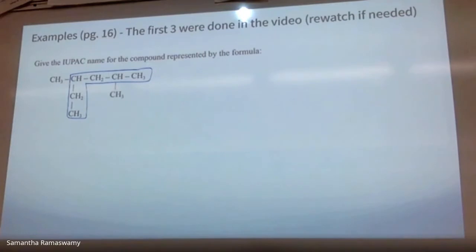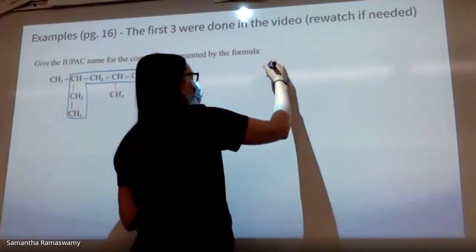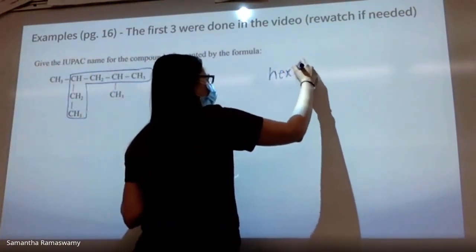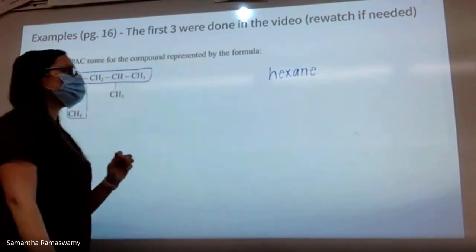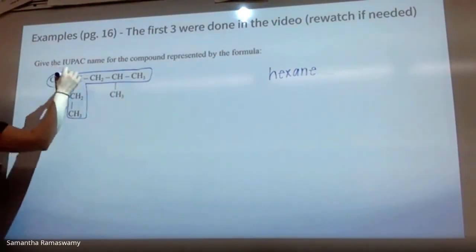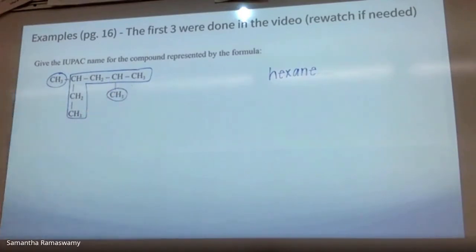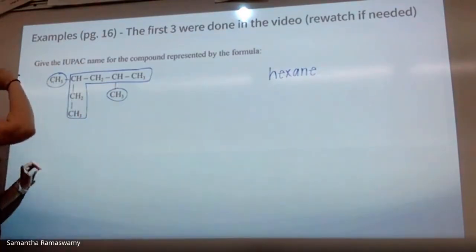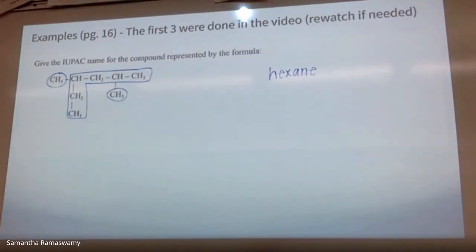So this is the longest chain. It has 6 carbons. What's the prefix for 6? Hex. So our parent name is hexane. So we're going to end this with hexane. Now, we have 2 substituents, 2 groups off of the parent chain. When you have groups off of the parent chain, you have to number the carbons in the main chain so that you can tell whoever's reading this name exactly where they are. When you number the carbons, start with the 1 on the side closest to a substituent.